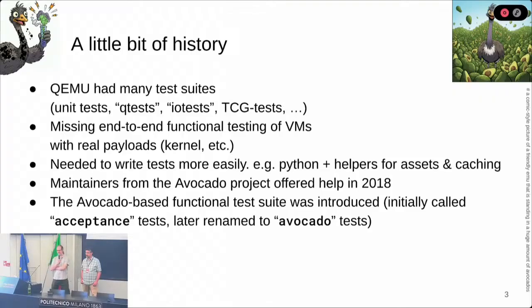When we did the functional testing, we wanted to be able to write tests more easily than some of the unit tests or Q tests. So Python was an obvious choice of language, along with helpers for dealing with disk image assets and other files that the tests might need. So the original functional testing framework, we got help from the maintainers of the Avocado project. And they developed the first QEMU functional test suite, provided the test harness and the basic infrastructure. This was initially called acceptance tests, but then later got renamed to Avocado tests.